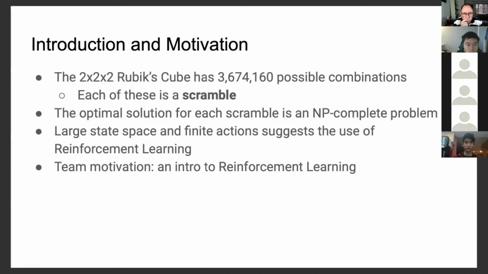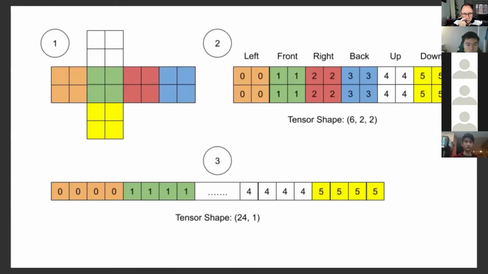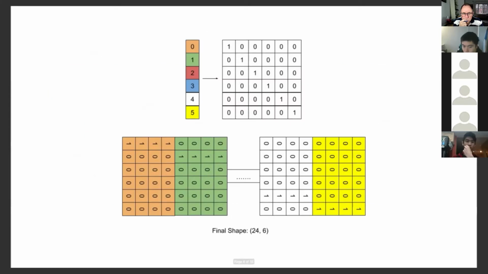So the input to our model is essentially a flattened representation of the cube. We assign each color an integer and we flatten it into a 24/1 tensor. And then in the next slide, we'll see that we give it a one-hot encoding to get a final shape of 24/6.